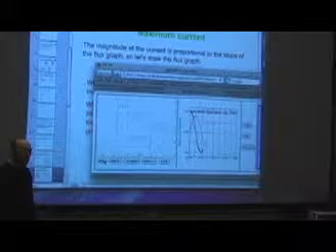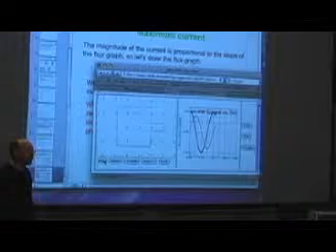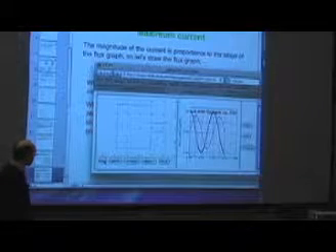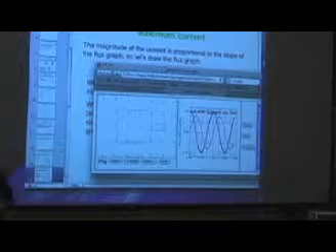Questions on that? If you can see what's going on in these graphs, you can get it out of the graphs. You okay there? All right.